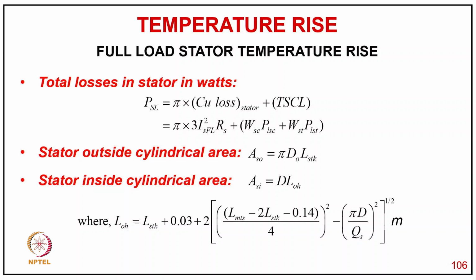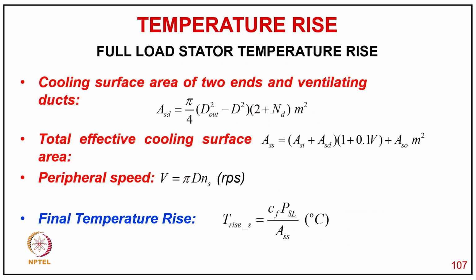The stator outside cylindrical area is ASO equal to pi D0 into LS, and the stator inside area is ASI equal to pi D into LOH, where LOH equals LST plus 0.03 plus 2 in bracket LMTS minus 2 LST minus 0.14, divided by 4, square, minus pi D divided by Q, square, and the whole square root, in meter. The cooling surface area of the two ends and ventilating duct ASD will be pi upon 4 into D out square minus D square, in meter square, and the total effective cooling surface is ASS equal to ASI plus ASD, that is 1 plus 0.1 V plus ASO square, and the peripheral speed V is pi D NHS in RPM. The final temperature rise is CFS PSL, the total loss, divided by ASS.